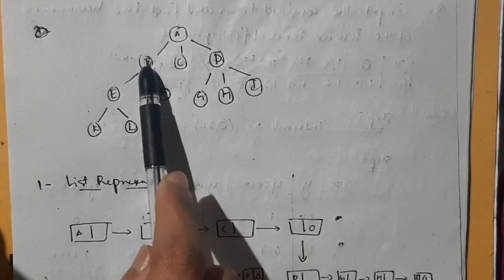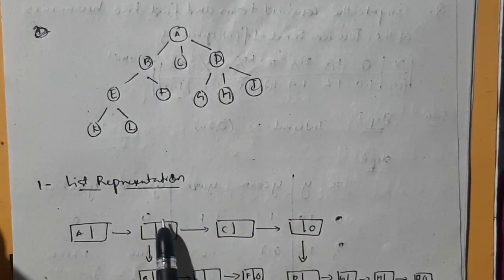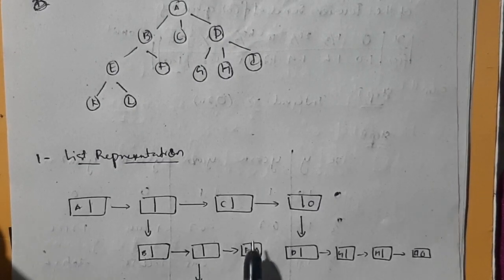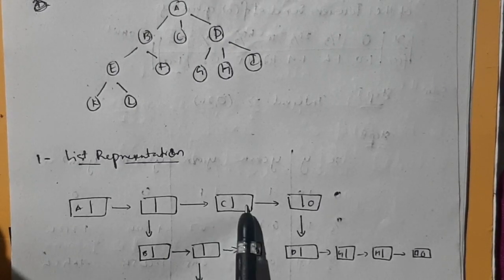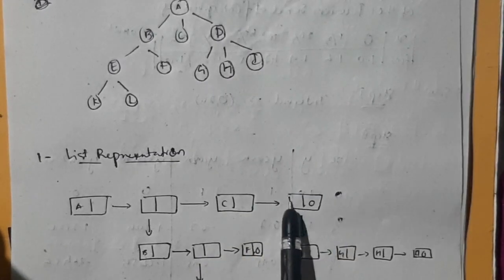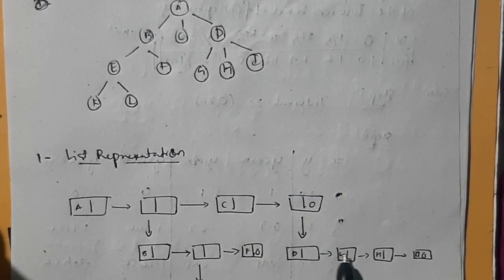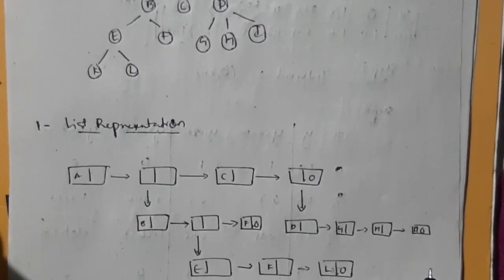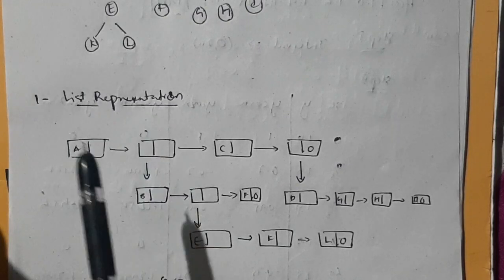Okay, but B has 2 more children, so B will be brought down like this and these 2 children will be written, E and F. C has no children, so it will be empty here, and D has 3 more children here, so D will be brought down and the 3 children G, H and I will be written in this fashion. So continuing that, you will have the list representation.